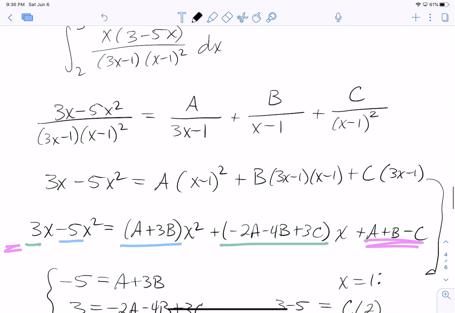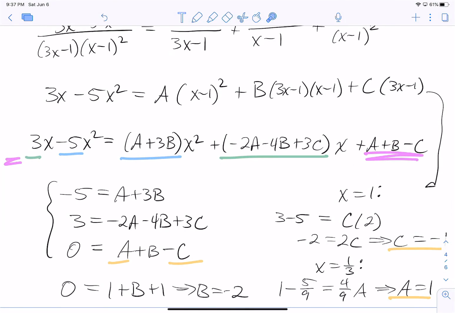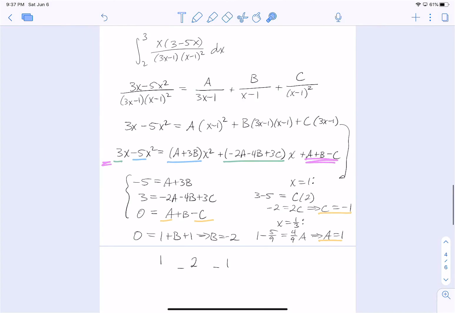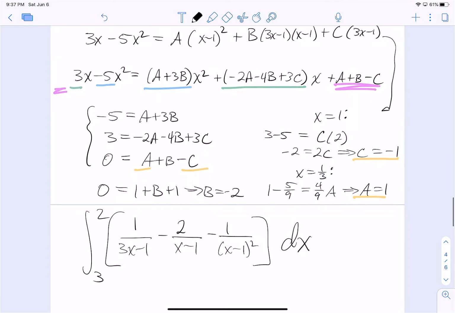Those numerators had respective denominators of 3x minus 1, x minus 1, and x minus 1, the quantity squared. So our original integrand becomes 1 over 3x minus 1 minus 2 over x minus 1 minus 1 over x minus 1, the quantity squared. That whole thing is being integrated from 3 to 2 with respect to x, and so we throw in our dx.